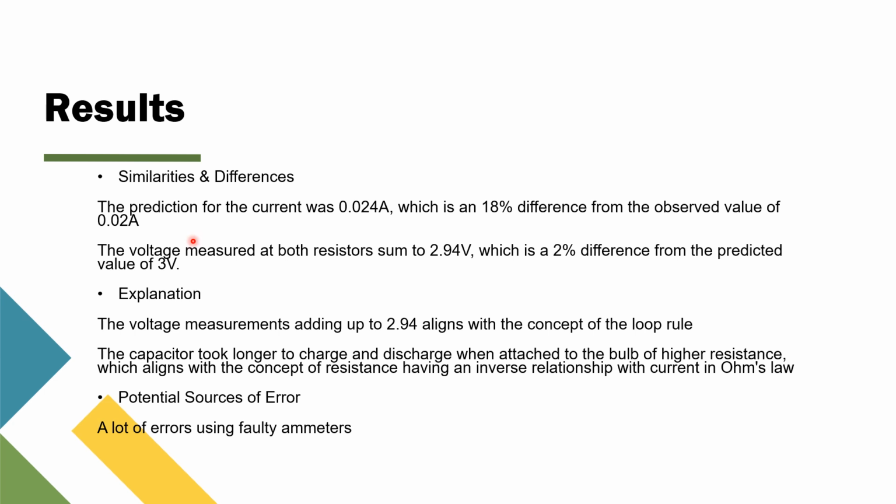And then the explanation is the loop rule. These values work. And then for the capacitor, it took longer to charge and discharge when attached to the bulb of high resistance, and that makes sense because of Ohm's law inverse relationship. Some potential sources of error in this lab: the ammeters were bad and we kept having to replace them.